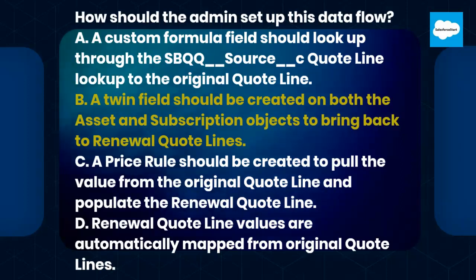The answer is option B. A twin field should be created on both the asset and subscription objects to bring back to renewal quote lines.